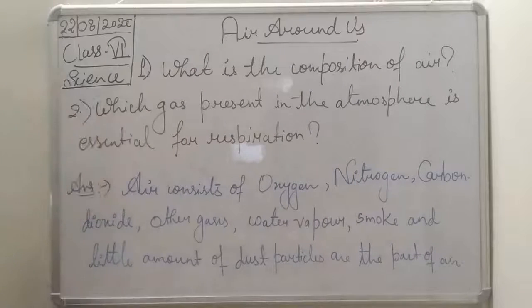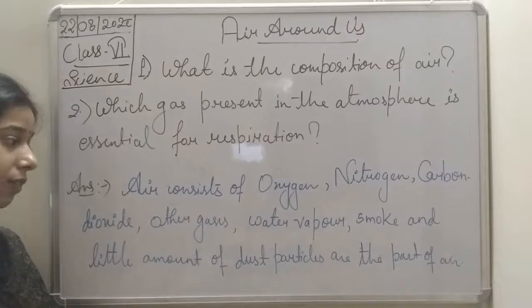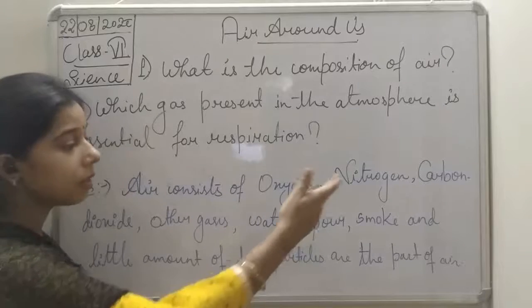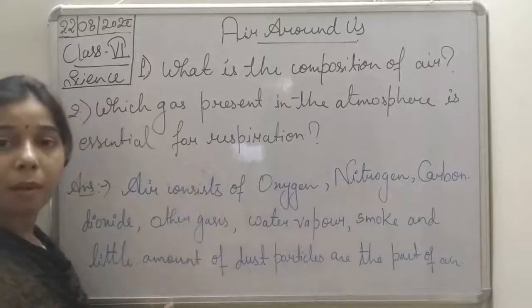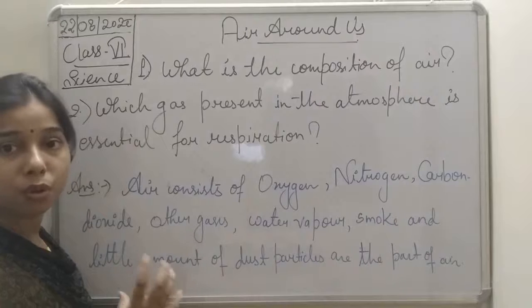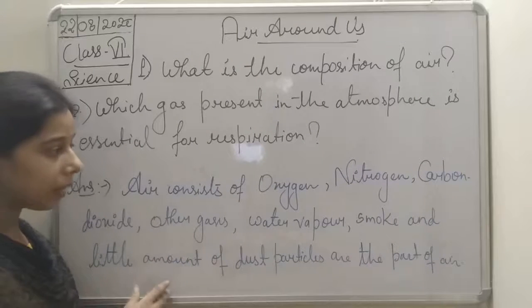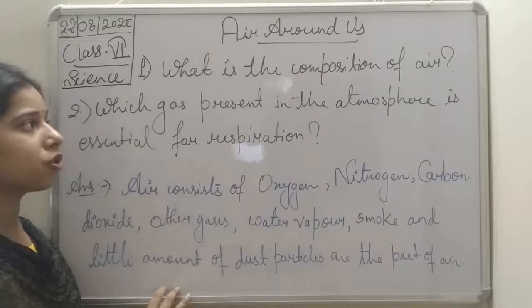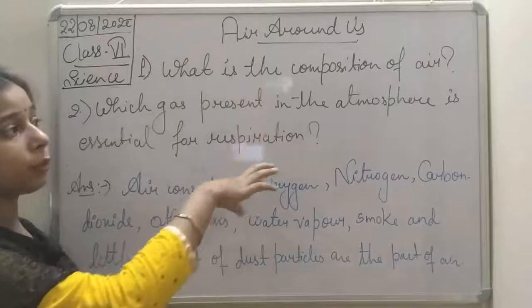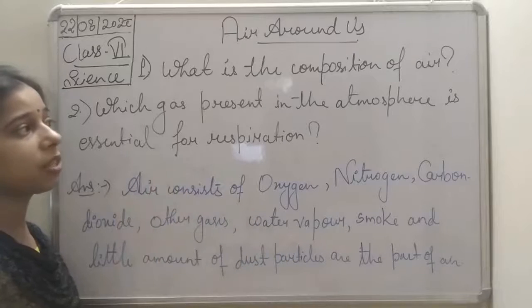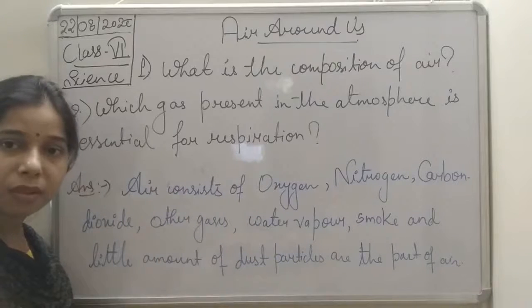So you see here, air consists of oxygen, nitrogen and carbon dioxide, as well as other gases. Water vapor, smoke, and some amount of dust particles are also a part of the air. So we have discussed each and everything in the composition. Here the question is not asking you to explain the different compositions of the air. Simply the question is: what is the composition of the air?